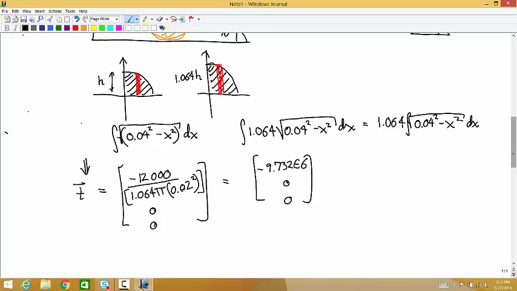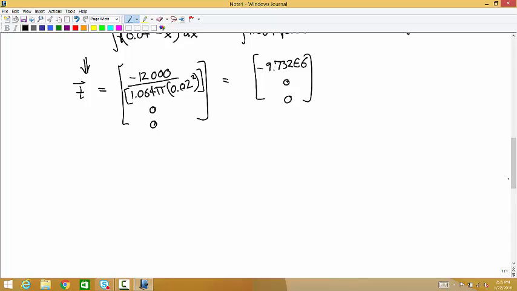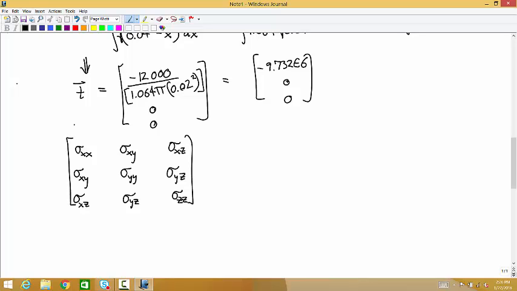Okay, so now we're going to use this to put restrictions on the stress tensor. So we're going to start out with the most general stress tensor. And then we'll multiply that by the normal vector to the face.